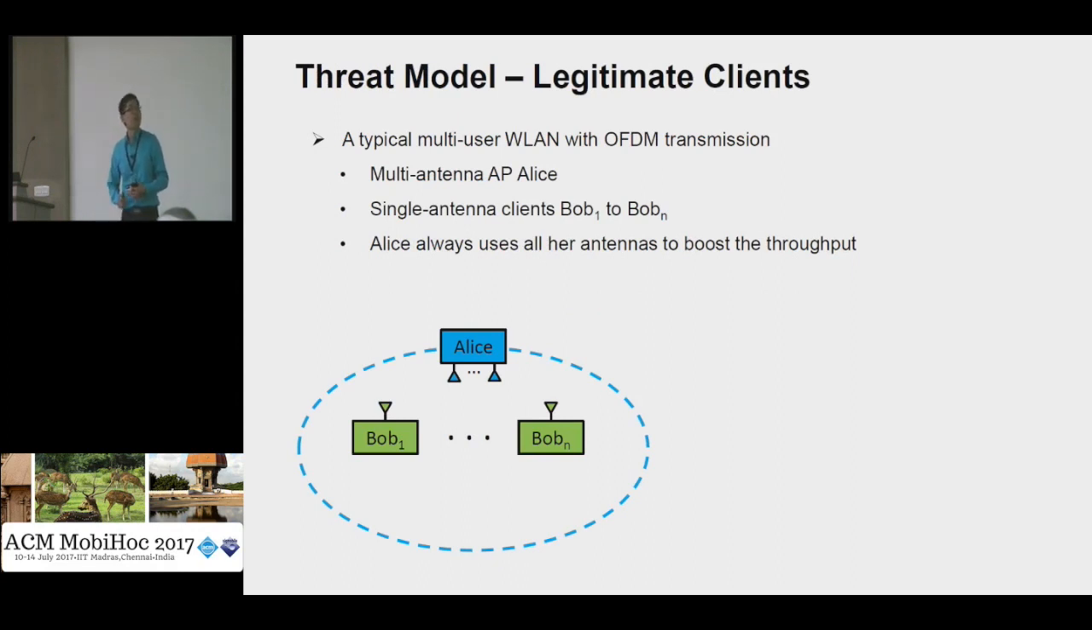For the model, we first consider a typical multi-user MIMO LAN, where Alice is a multiple antenna access point, and there are several single antenna clients. We also assume that Alice will always use all of her antennas to do multi-user information transmission in order to boost the network throughput.